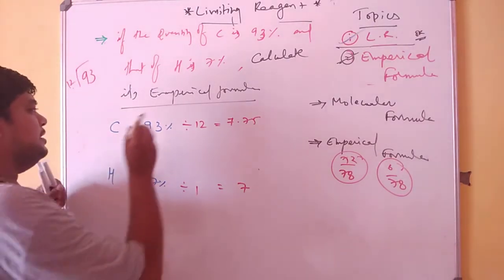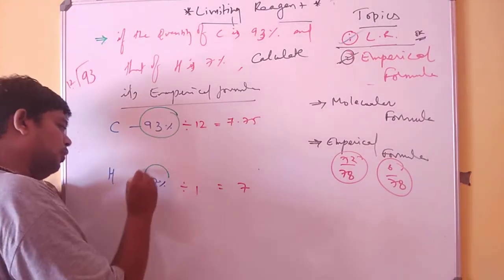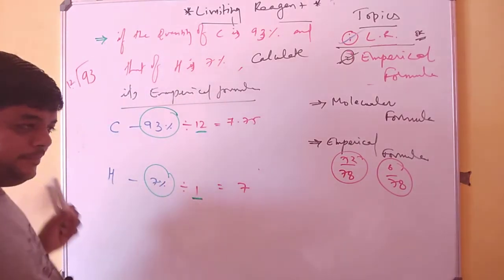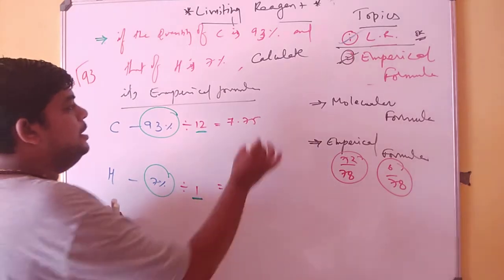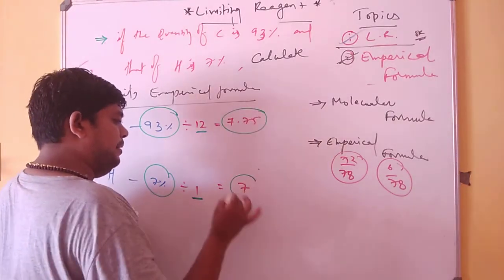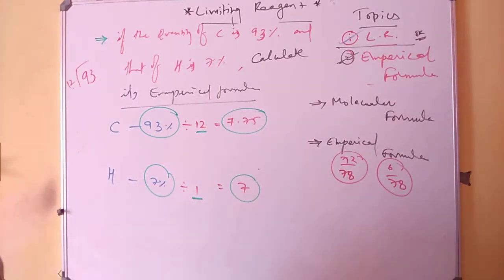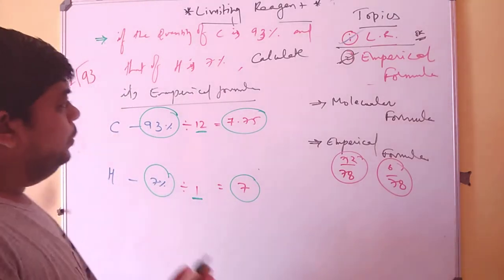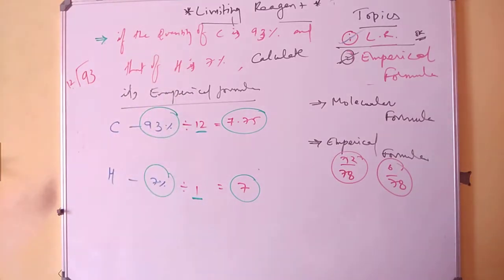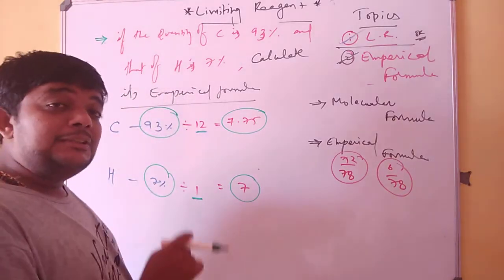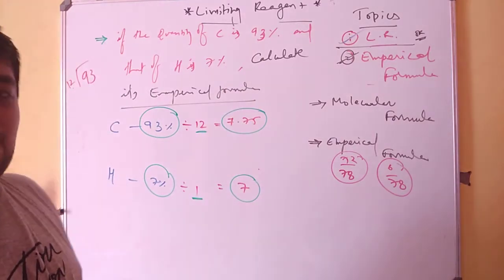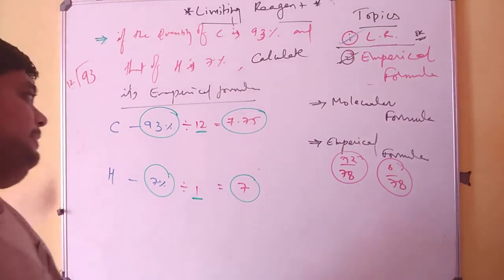So just divide this percentage composition by its atomic weight. You will have two numbers, or as many as elements you have. Among these numbers, you just try to divide each one by the smallest number present.